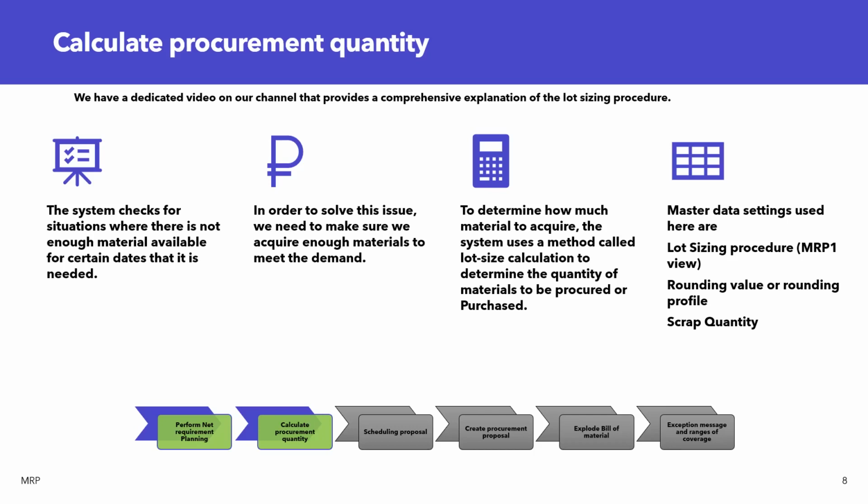When the procurement quantity is calculated, the system also considers the scrap quantity. So if you are maintaining 10% scrap for 200 numbers, the system will try to procure it as a PR of 220 numbers. So scrap, rounding value, and lot sizing procedure, all this information will be considered by the system when calculating the procurement quantity.